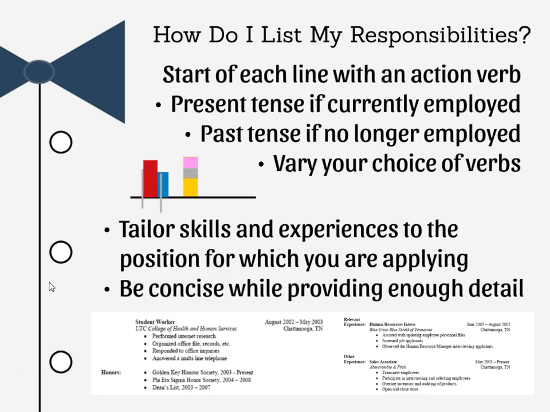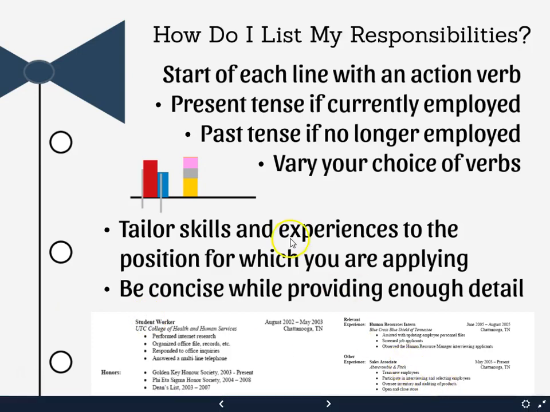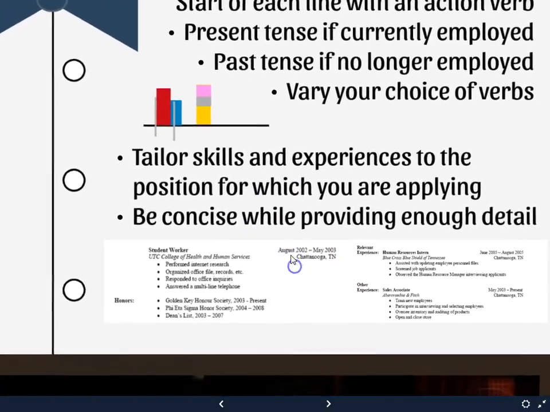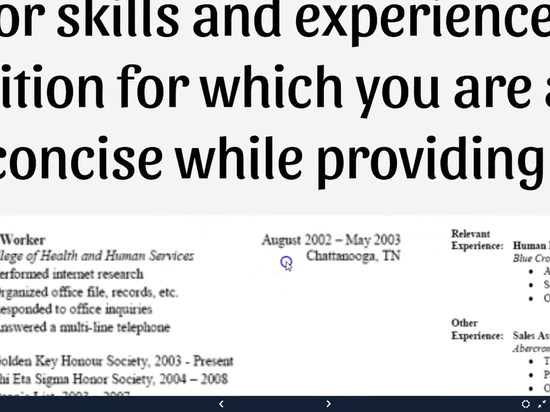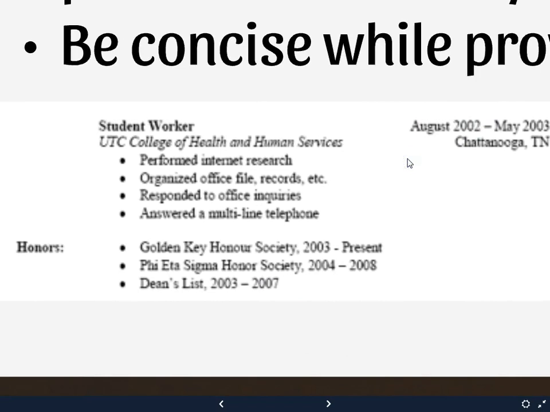Try to be concise while providing enough detail. In other words, try to be exact about numbers, but don't get into too many details because that could overwhelm a particular HR employee. Let's look at an example of maybe some responsibilities that need a little work. Performed internet search. Really all that tells me is this person knows how to use Google, and who doesn't? Organized office file records. How many office files? What kinds of records? Responded to office inquiries. With who? With clients? With other offices? Did they need to know technical language to do that?